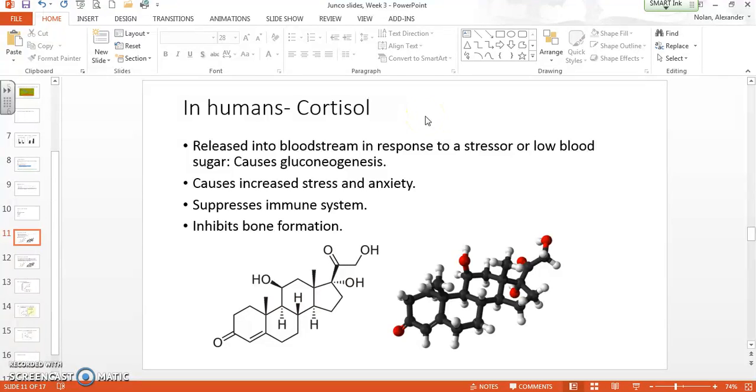So if you're stressed out all the time, if you have really high cortisol levels, it takes a pretty heavy toll on your longevity. It also inhibits bone formation, so that's bad. Especially at your age, at high school age, you definitely want your bones to be able to form properly. So you don't want high cortisol levels.